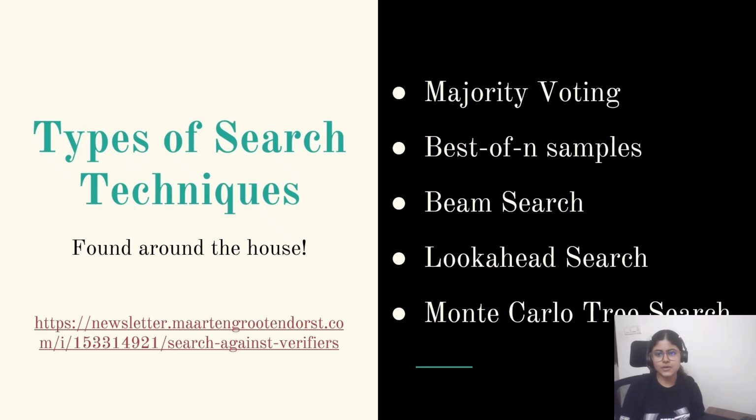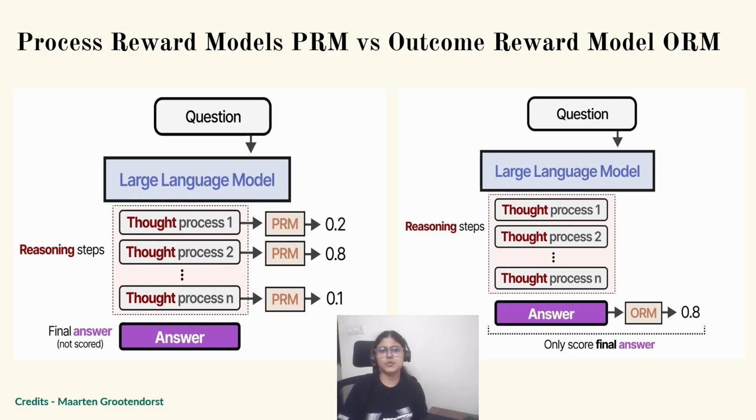Before going into the other ones, let's discuss two major things here. One is the process reward model, and the other is the outcome reward model. As the name suggests, in process reward models, the process itself is being scored, and the highest score is selected to be the next one. In the outcome reward model, only the final answer is scored, and that is proceeded forward to the next set of outputs.